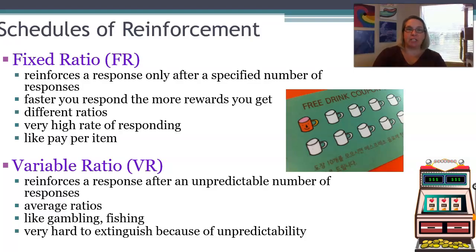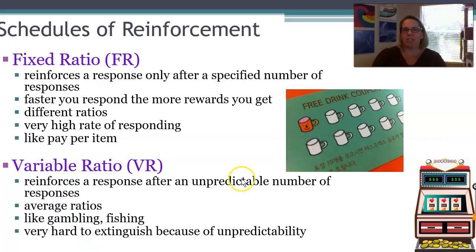Again, fixed ratio, FR, remember you need to know these abbreviations. It reinforces a response only after a specified number of responses. So the faster you respond, the more rewards you get. Very high rate of responding, and for example, it is like pay per item. Say you're in a sales job selling cell phones, and you get paid commission for every phone you sell. So that's a fixed ratio.